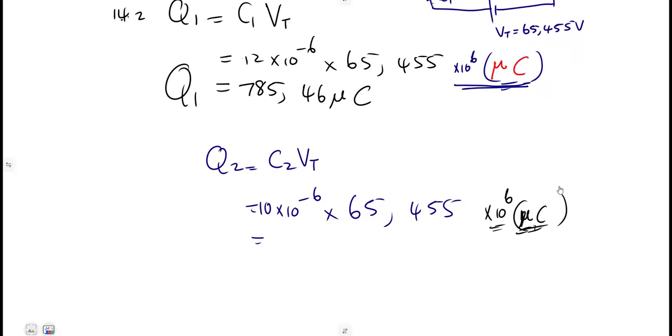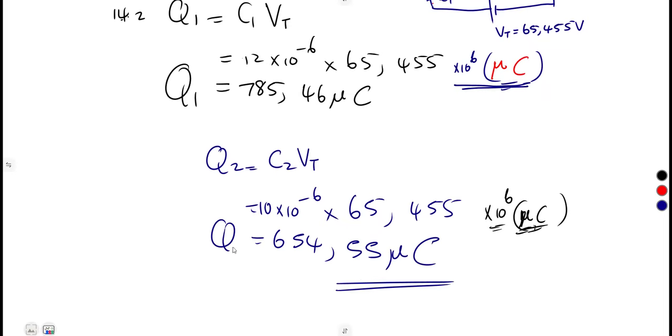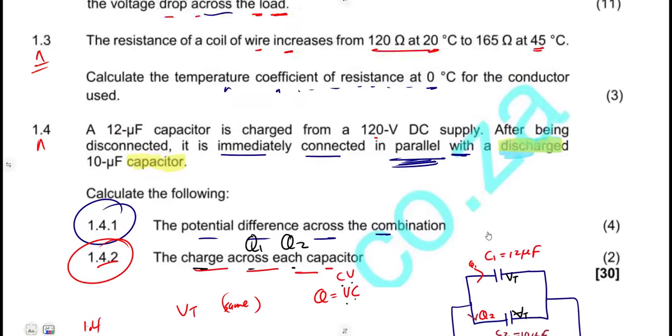All right, so that was going to give you 654,550 microcoulombs. So that's our Q2. It's already converted to the micro by multiplying by that 10 to the exponent of 6 that we had. All right, so that's how you play around. You see, guys, this is just playing around. There's nothing much to consider. So that was it on question number two.